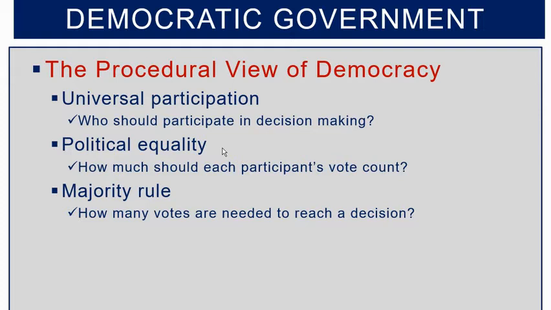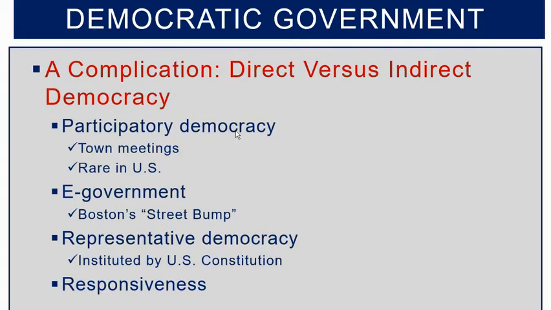But in the procedural view of democracy, they look at how the procedures go to make something happen. Now, the question we then have to ask, if we're going to have a democracy, what kind of democracy do we have? Is it a direct democracy? Is it an indirect democracy? What's it going to be?